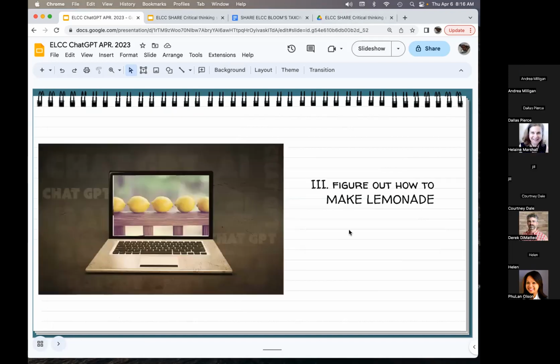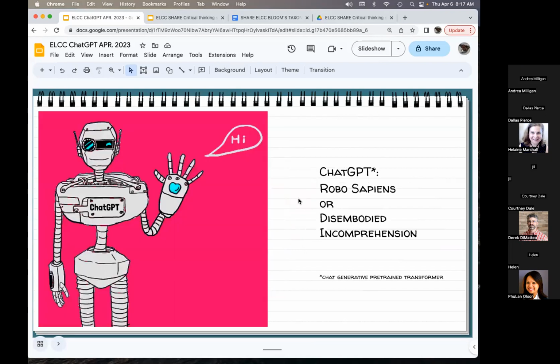Okay. The third response is to figure out how to make lemonade, and that's where we're going to spend most of our time today. The first thing to making lemonade with ChatGPT is to stop making it sound like a person. Is it Robo Sapiens or is it disembodied incomprehension?